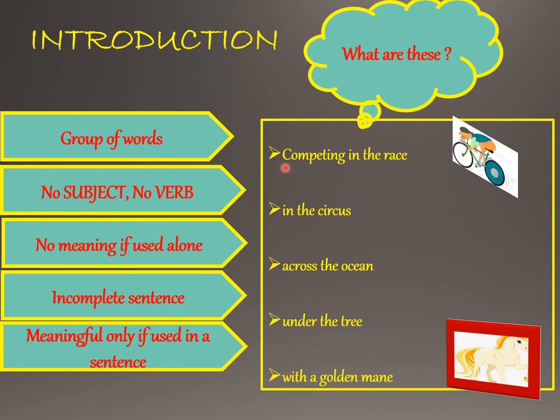Let's read this group of words that is given in this box. Competing in the race, in the circus, across the ocean, under the tree, with a golden mane. Now the common features, what are these actually? The common characteristics of these groups of words are, they are groups of words, of course. There is no subject and no verb. Then if they are used alone, the meaning is not conveyed properly. We can also say they are incomplete sentences and meaningful only if used in a sentence.